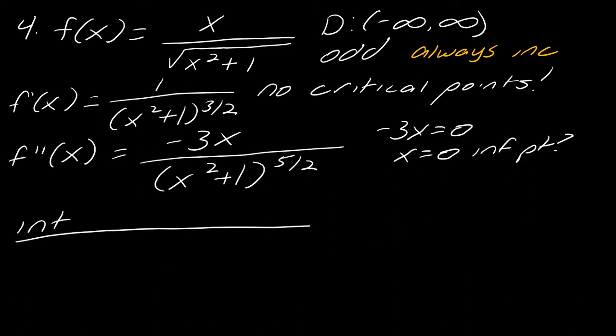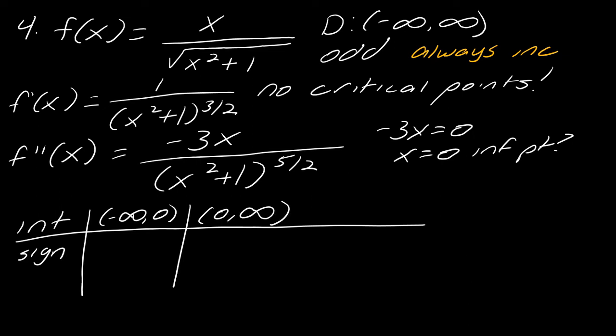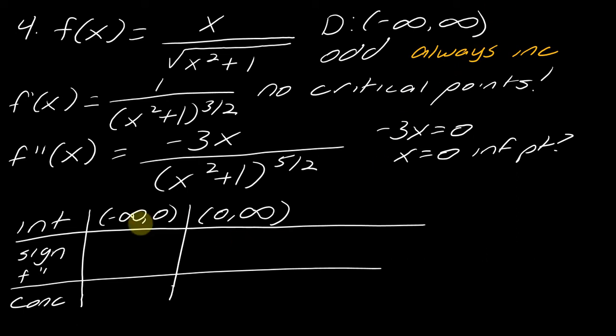Okay, so in this case for my intervals, I'm going from negative infinity to 0 and then 0 to infinity. And I've got my sign of f double prime and then my conclusion. If I plug something negative in, the top will become positive and the bottom will still be positive. So this whole thing ends up being positive. So in this interval, I'm going to be concave up. And then if I choose a positive number to plug into this, the top is going to be negative and the bottom will still be positive. So the overall value of this will be negative. So this will be concave down.